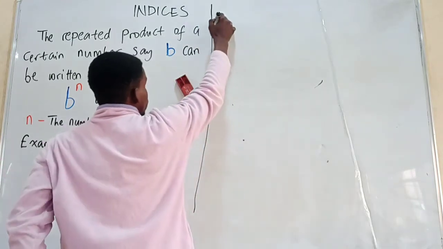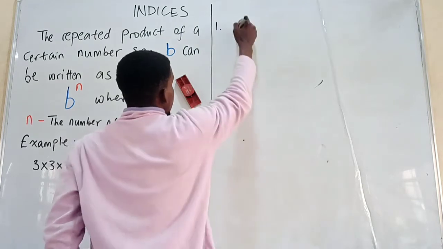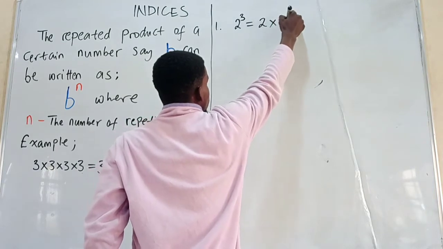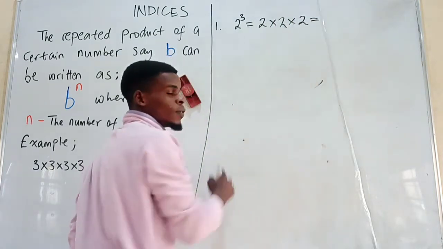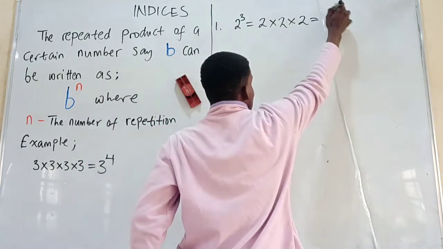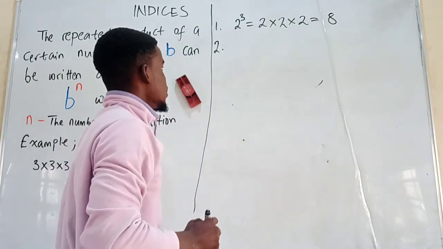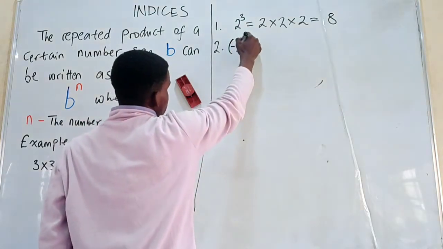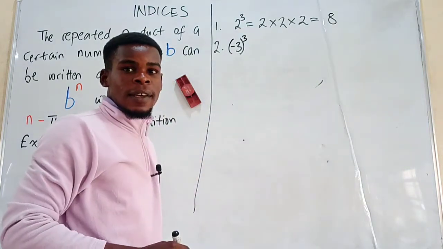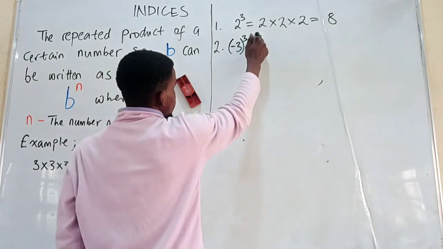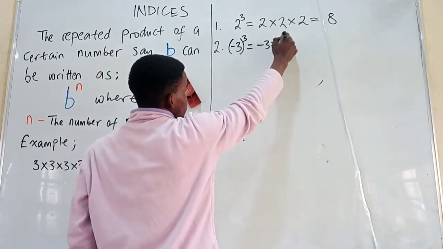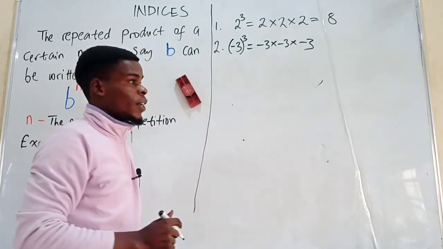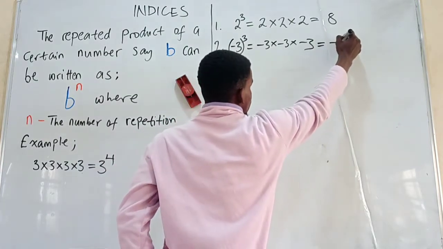For the first one, let's rewrite this as 2 to the power 3. This is 2 times 2 times 2, which is equal to, well, 2 times 2 is 4, and 4 times 2 is just 8. Let's make this one a little bit more complex for you. I would rather write this down as (negative 3) raised to the power of 3. This becomes negative 3 times negative 3 times negative 3. See the way I've written it? This is just going to give us negative 27.